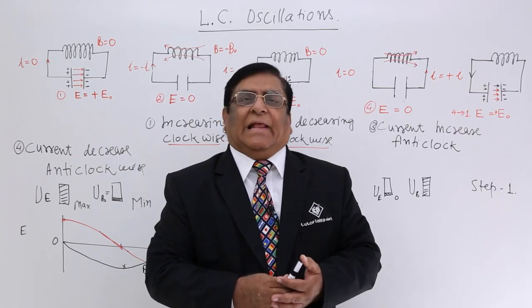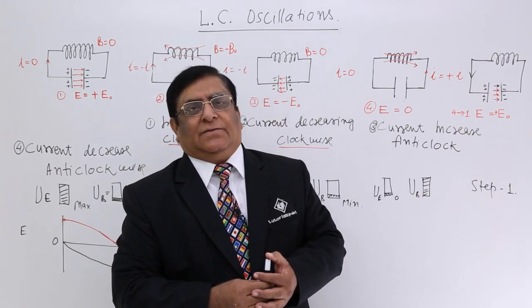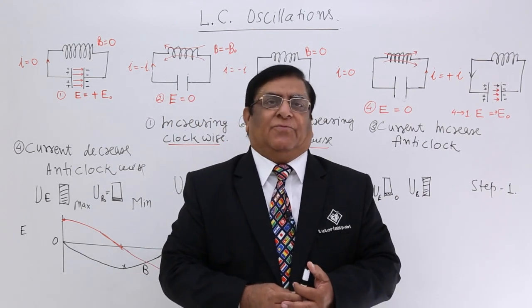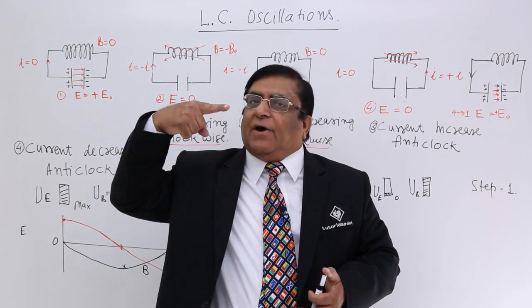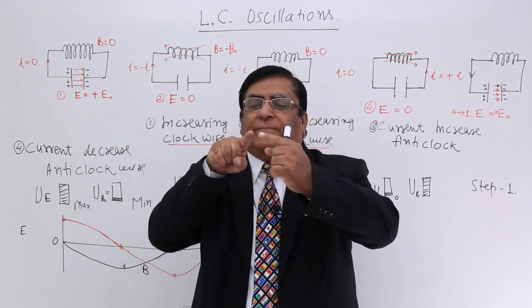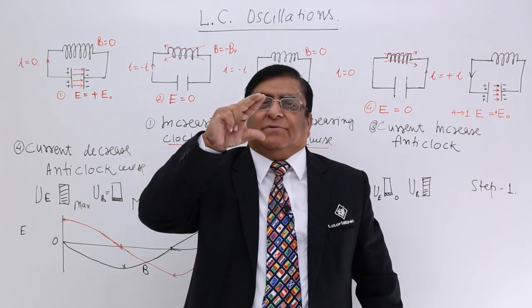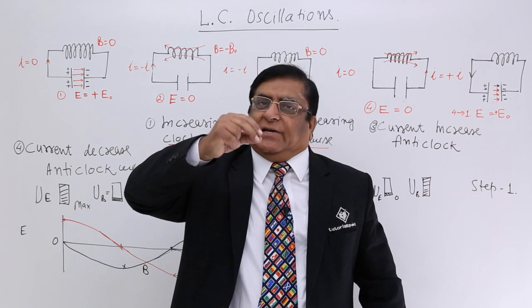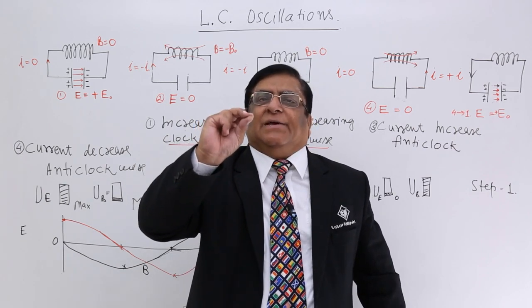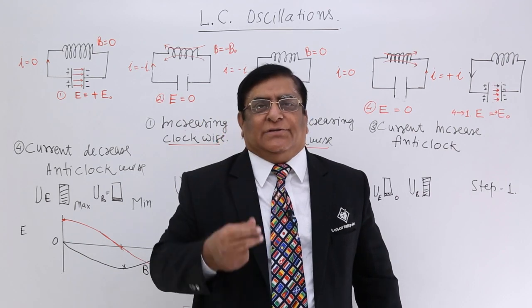Today we will study LC oscillations. We have been discussing that we are getting signals in the form of variable voltages. In a wire, if I measure the voltage here, this voltage is positive, 0, negative, 0, positive, 0, negative, 0. Voltage is the same thing as electric field. Electric field is a differentiation of voltage.